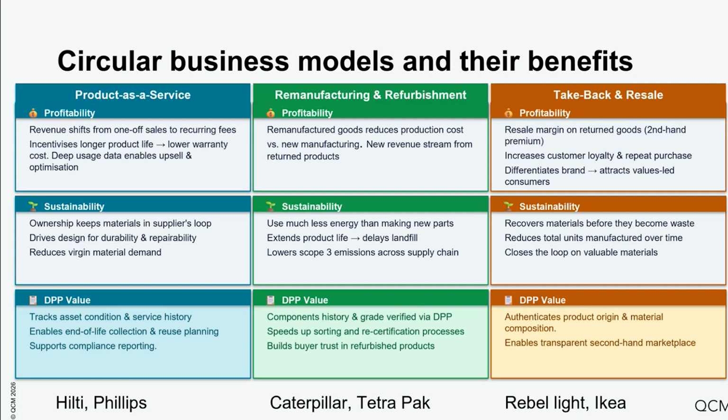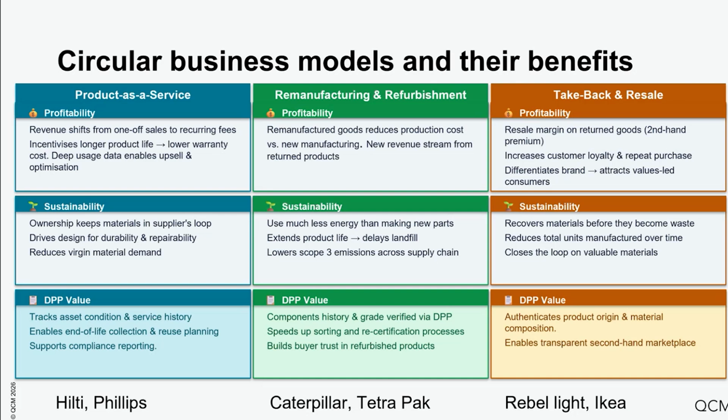But here are a few examples. So product as a service, of course, then profitability: you shift the revenue from one-off sales to recurring fees. You have a longer life on your products, and you can shift the product from one customer to another when the first one doesn't want it anymore. You can use usage data to enable upsell and so on.